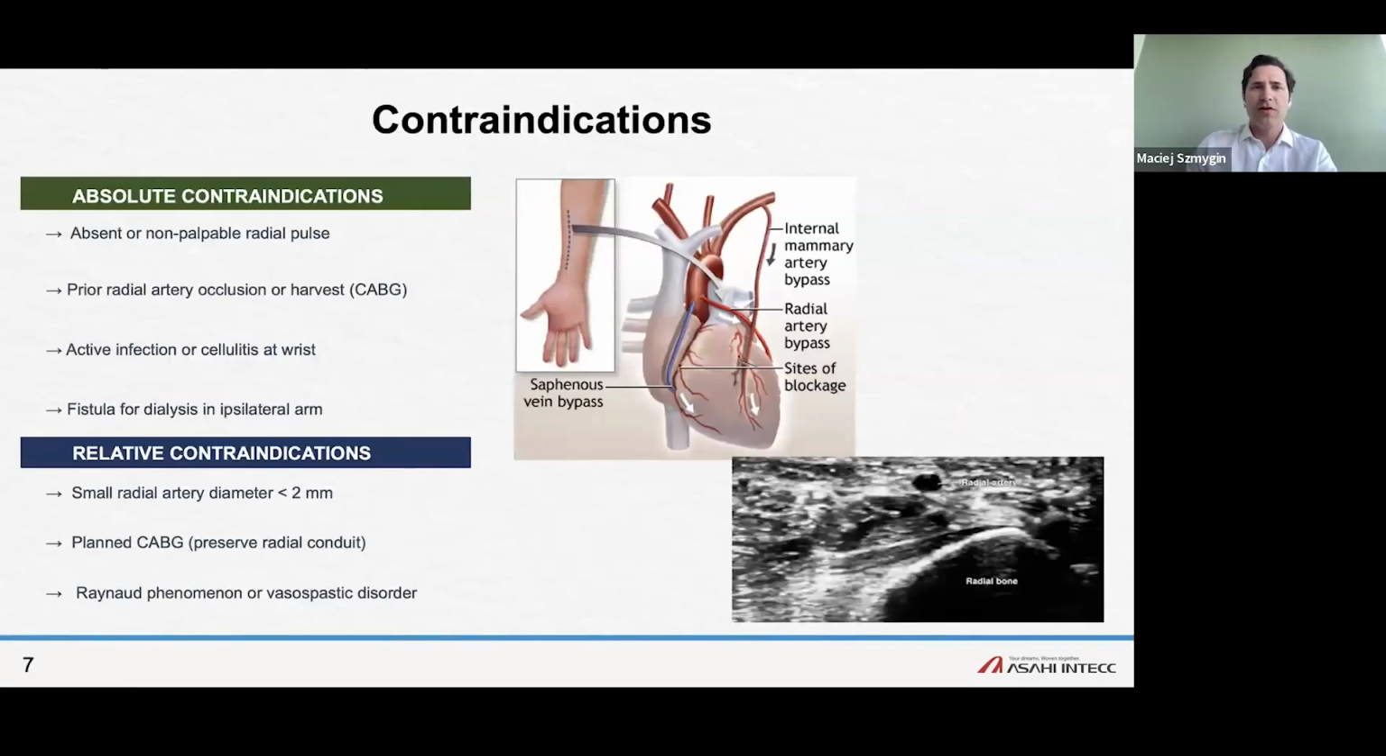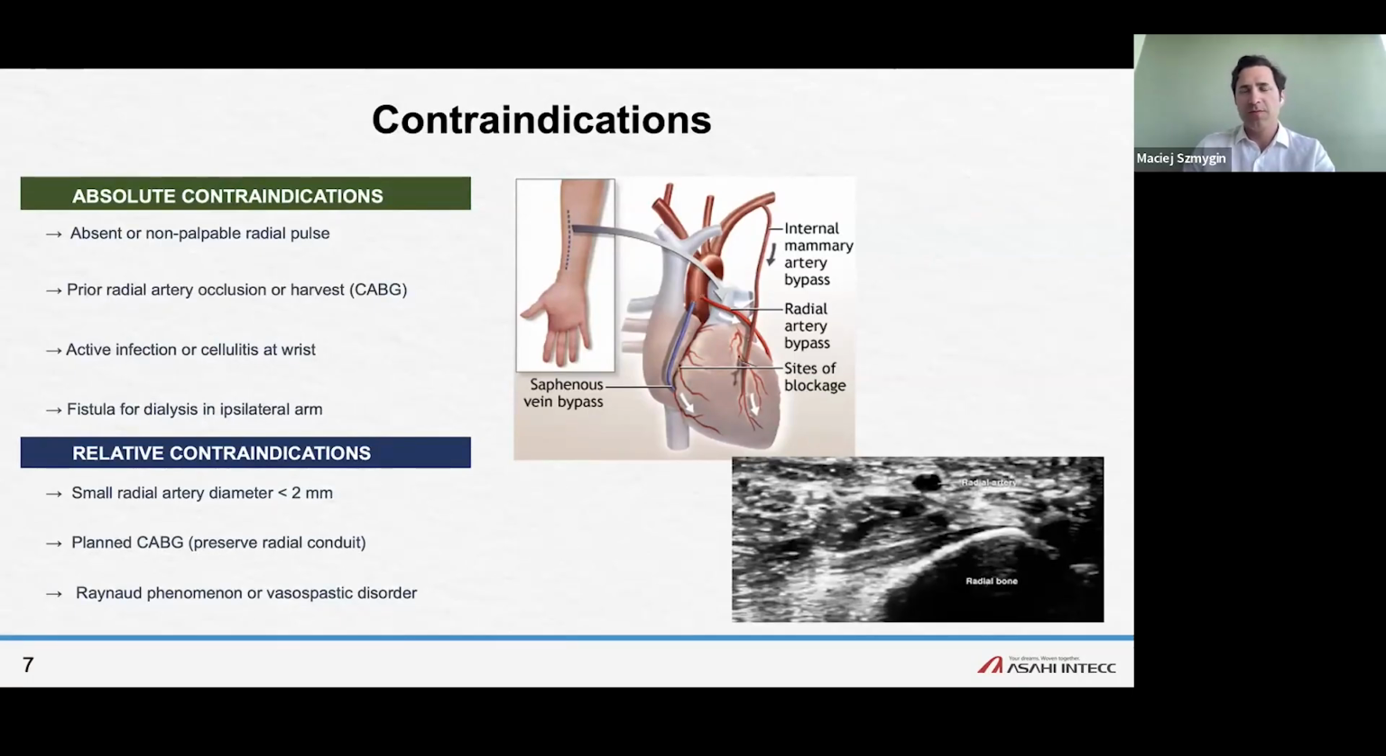And what are the contraindications? This is something to bear in mind because if we try to do our first case and we fail, that could undermine the whole concept of radial access. So we have to choose good patients. We wouldn't take patients with absent or non-palpable radial pulse. This is quite obvious. But in our experience, we palpate the pulse in every patient.